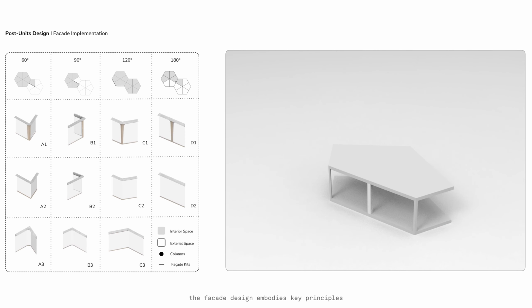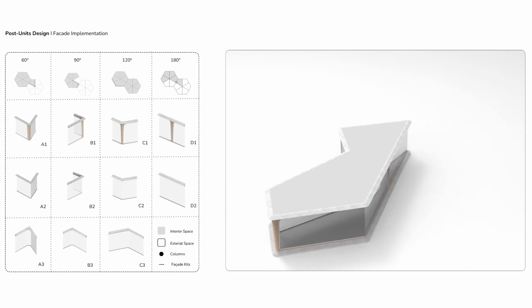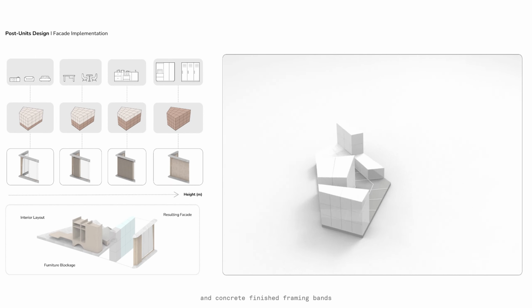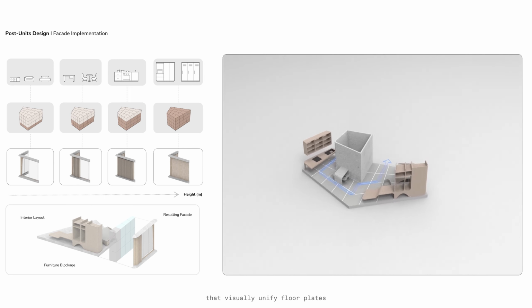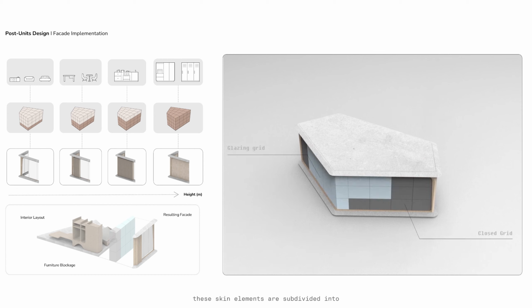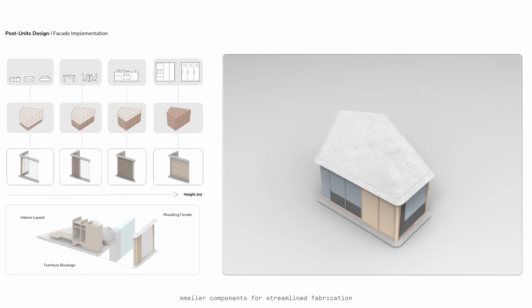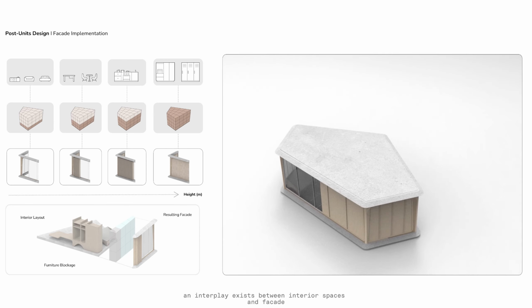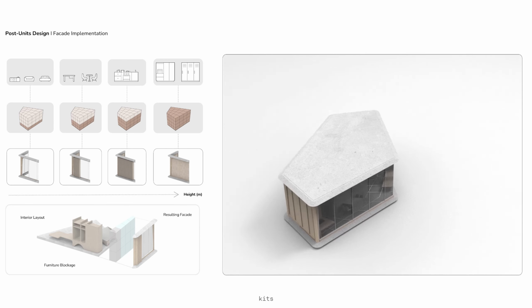The facade design embodies key principles, catering to quick disassembly, adaptability, and customization, while adapting to the slab structure's form. It comprises a timber skin section and concrete finished framing bands that visually unify floor plates and conceal building surfaces. These skin elements are subdivided into smaller components for streamlined fabrication. Notably, an interplay exists between interior spaces and facade kits.